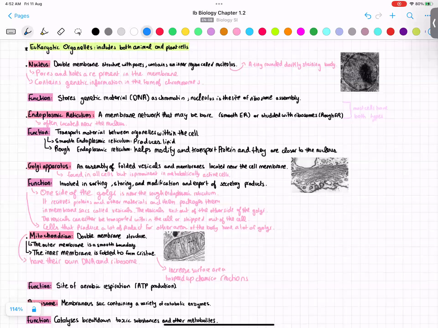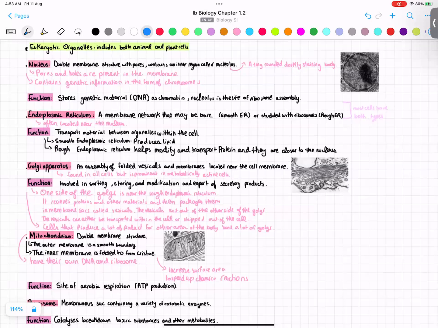And this is a picture of the nucleus. It's very, very important to know how to identify it. What the nucleus does is that it stores genetic material, which is DNA, as chromatin, and it's the site of the ribosome assemblies. This is very important because you are always asked to define them and for their functions as well.